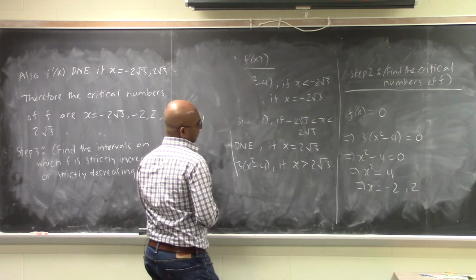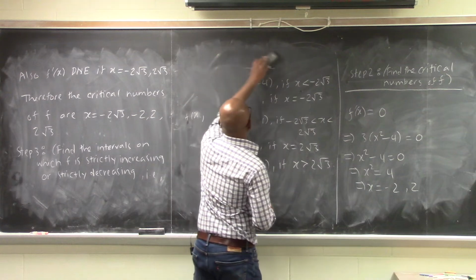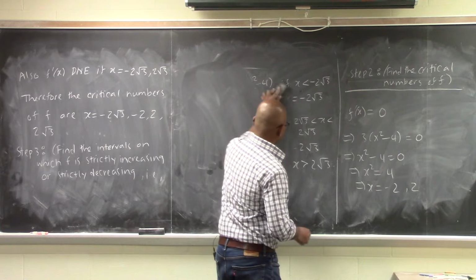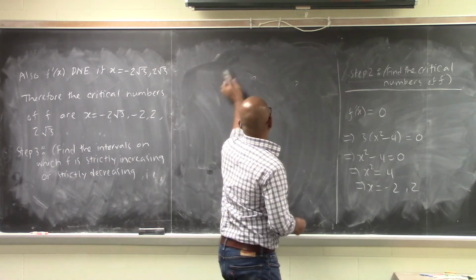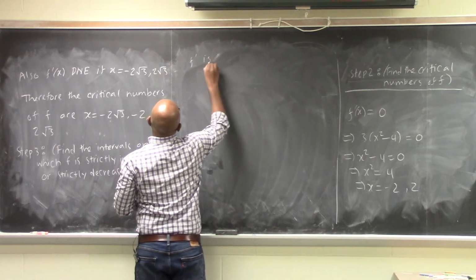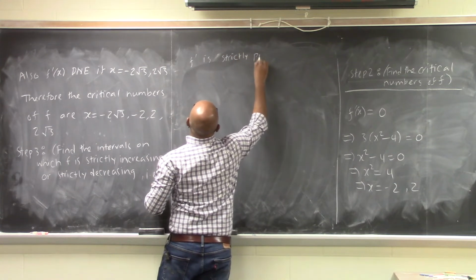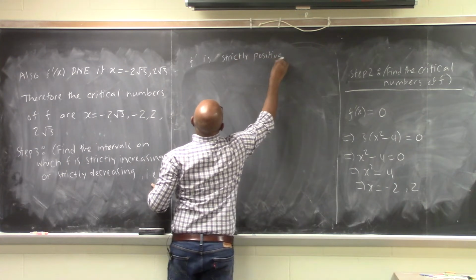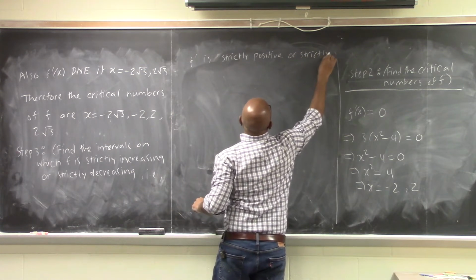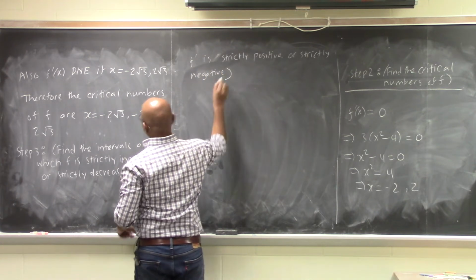What should I do? I'll keep it. Okay. Maybe I'll write it again. I.e. f prime is strictly positive or strictly negative. That's what we are going to do now.